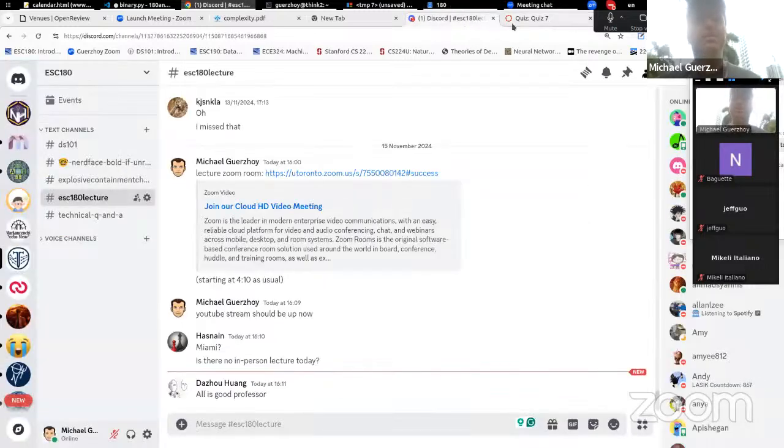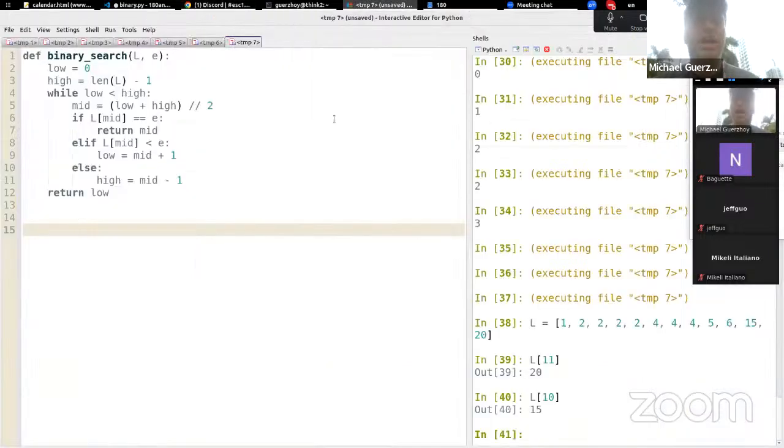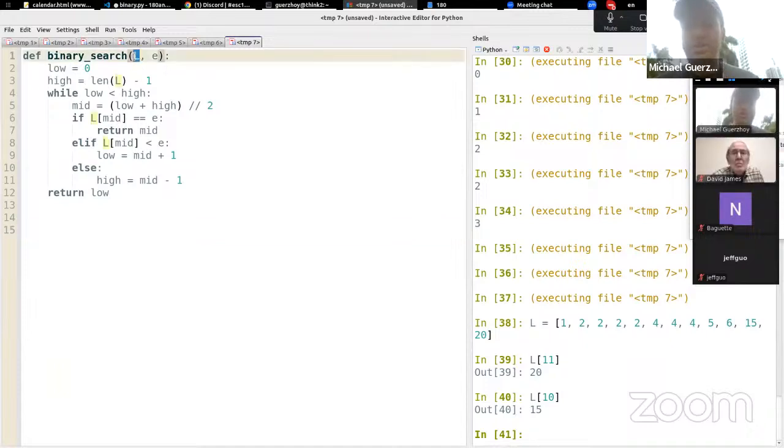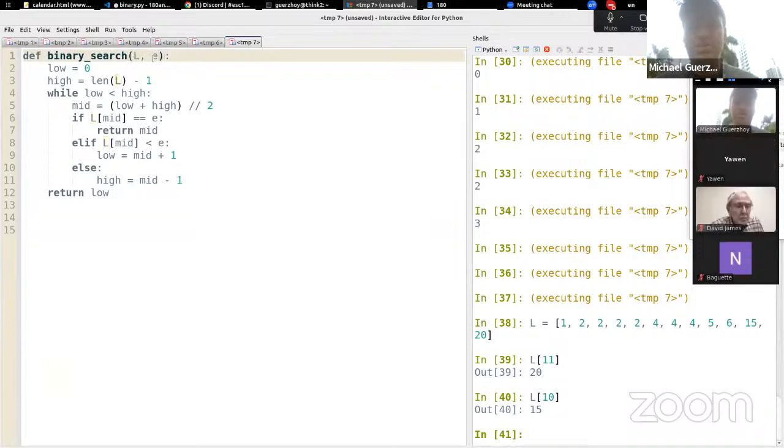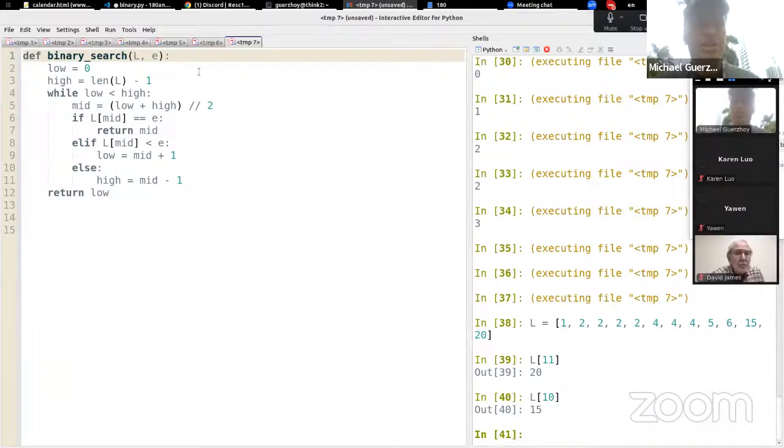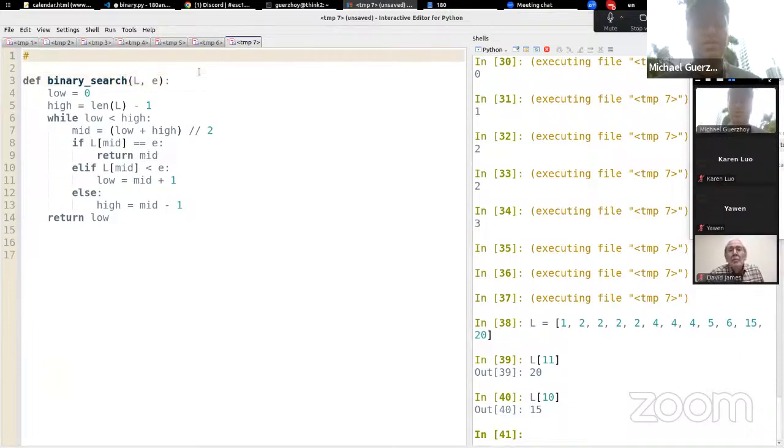Okay. So this is this. And now I want to go back and look at the implementation of this strategy. So this is kind of what it would look like, not kind of, exactly. So we're doing binary search. Our input is the list L, and we're looking for the element E. This is the code from last time, right?